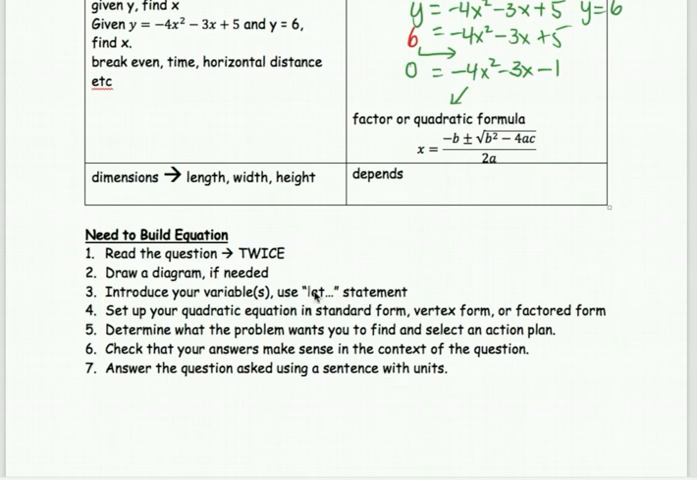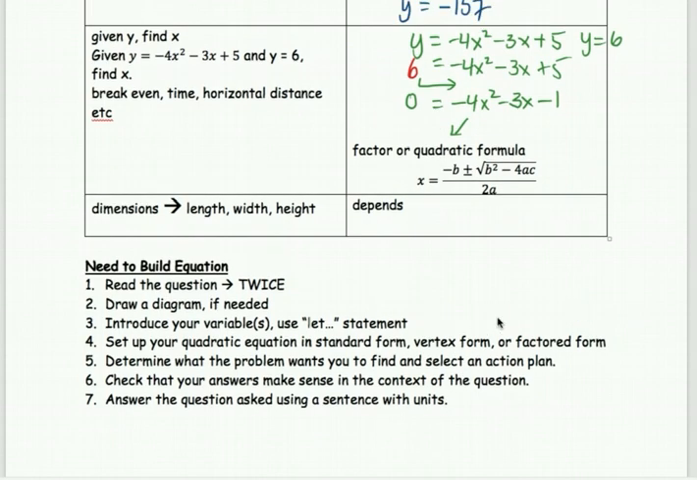make sure you write your variable statement. So if you're going to use letters like x and y or a and b, just make sure you tell me what they stand for, okay? All right, and then build your equation. So you've learned 3 different types of equations now for quadratics: standard form, vertex form, factored form. So just use whatever is easiest to build it, and then you can convert to the other forms depending on what the question wants you to do.